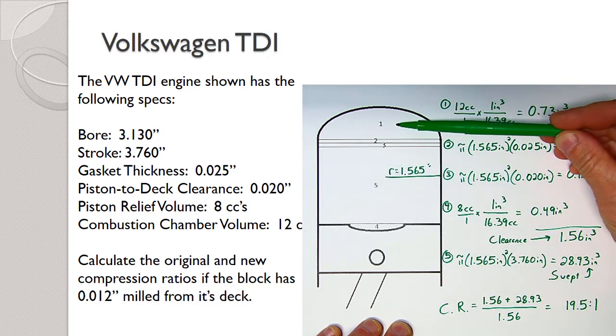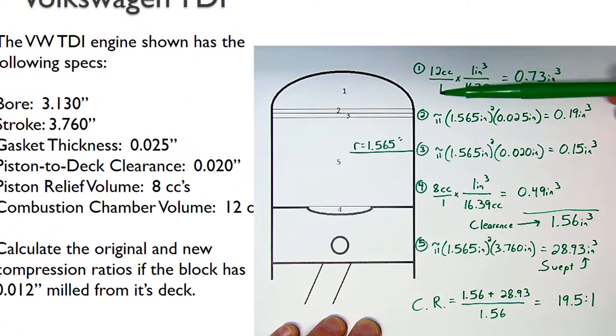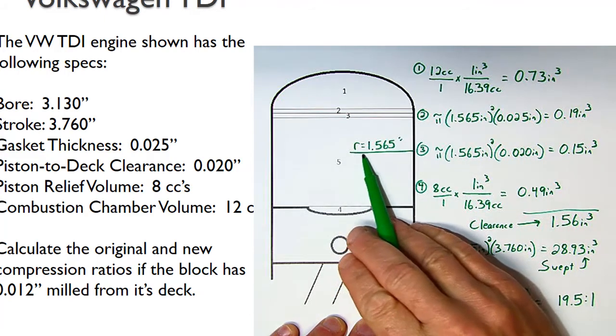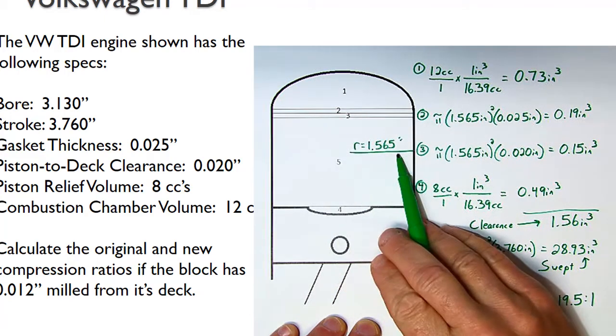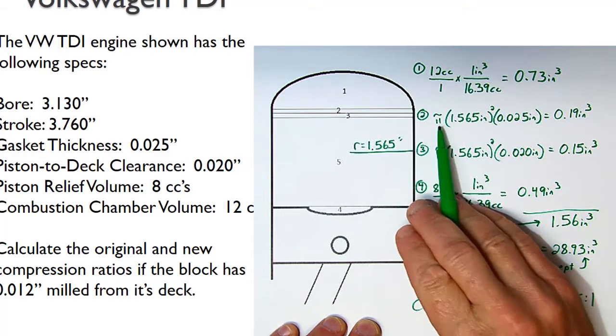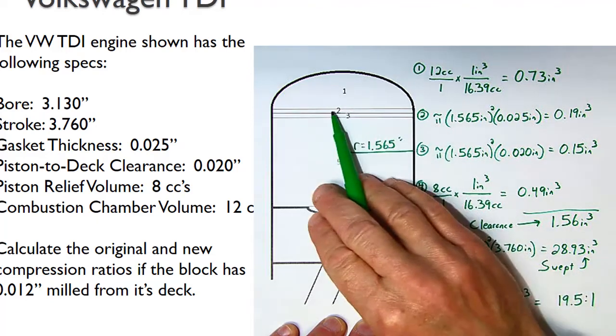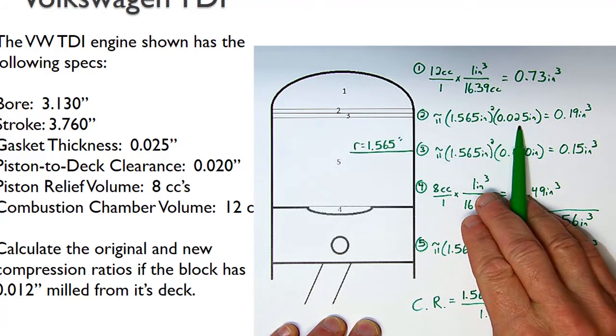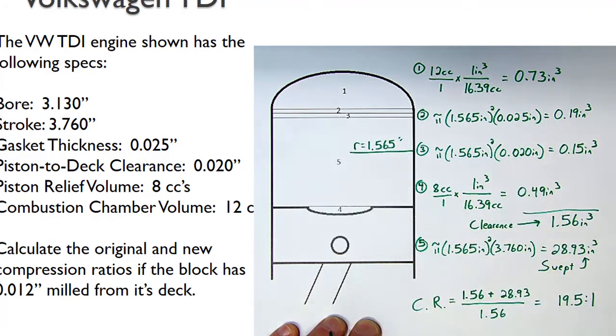One, the combustion chambers are 12 cc's. We convert those to cubic inches so that everything matches. We get 0.73. Our bore is 3.13. Divide that by 2. Our radius is 1.565. That means our gasket volume is pi times our radius squared times our gasket thickness of 0.025. Gasket volume is 0.19 cubic inches.